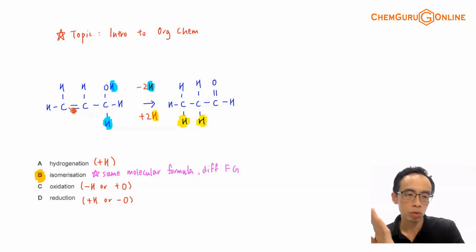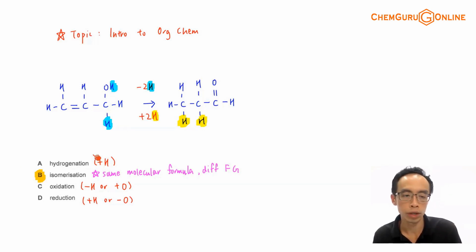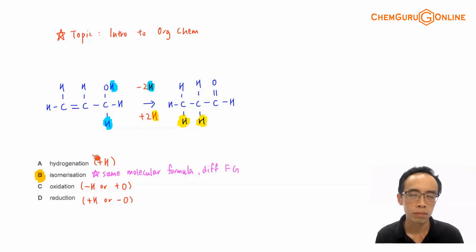I'm adding hydrogen to alkene, removing hydrogen from my alcohol. So is it hydrogenation? Hydrogenation is when you're adding hydrogen. So it's actually not entirely true, because I'm adding hydrogen to my alkene, but I'm removing hydrogen from my alcohol. So number one is maybe not so good because it's not just purely adding hydrogen. I'm also removing hydrogen from another functional group.